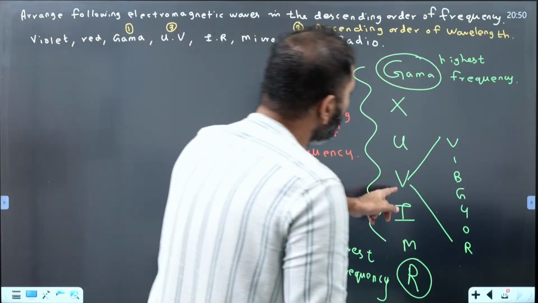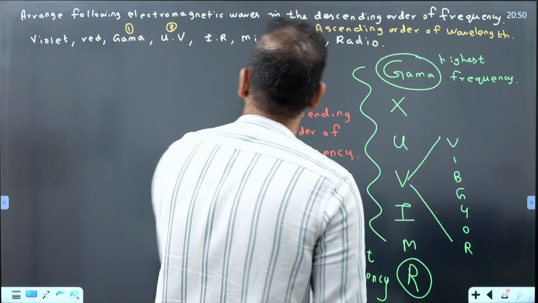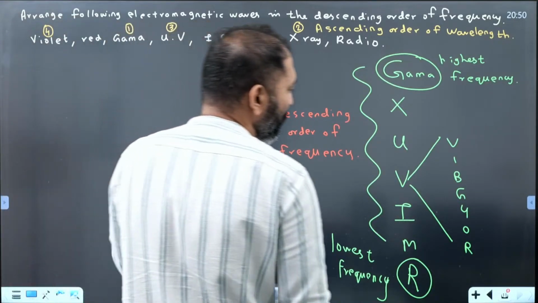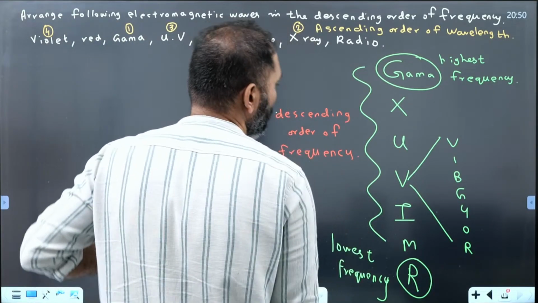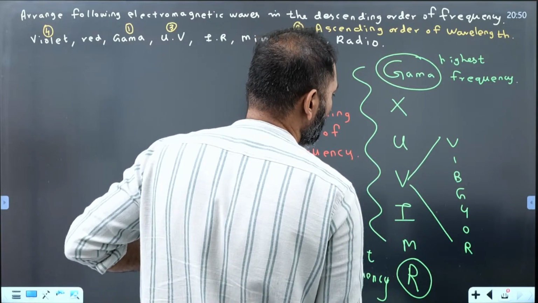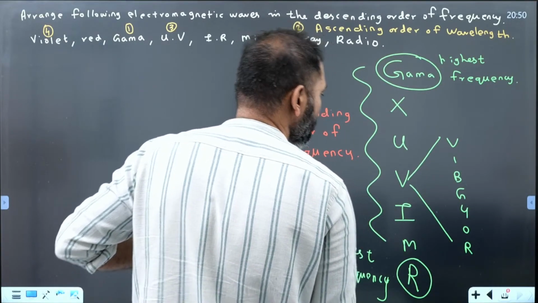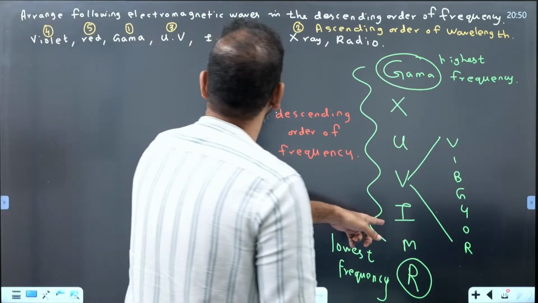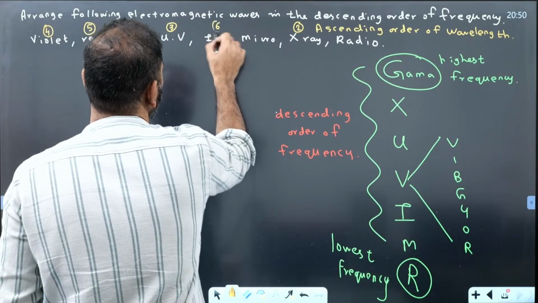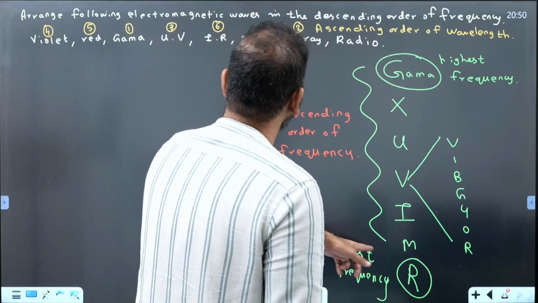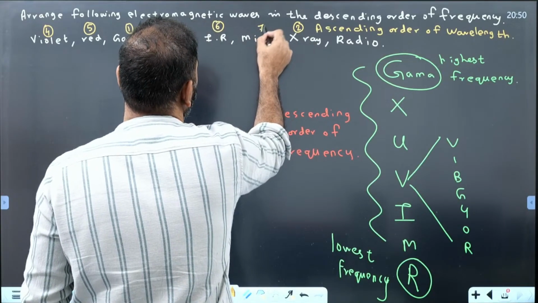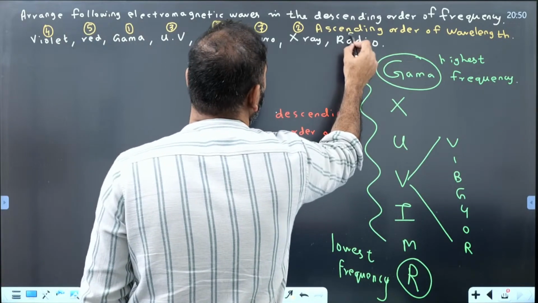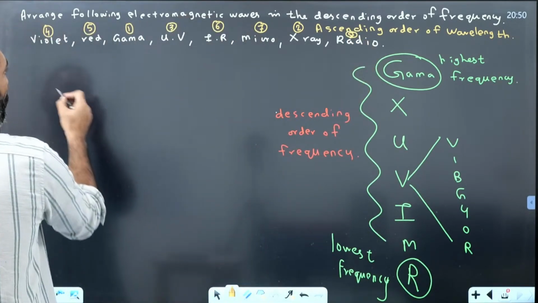Then inside visible we have VIBGYOR. So what is V? Violet. Violet number 4. Then indigo is not there. Blue is there? No. Green is there? No. Yellow is there? No. Orange is there? No. Red is there. So red is 5. Then after visible, is infrared there? Yes. Infrared is 6. Microwave is there? Microwave 7. Is there radio wave? That is also there, right? Radio wave is 8.